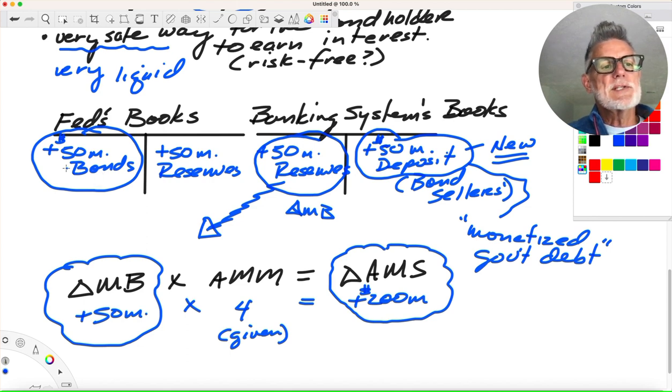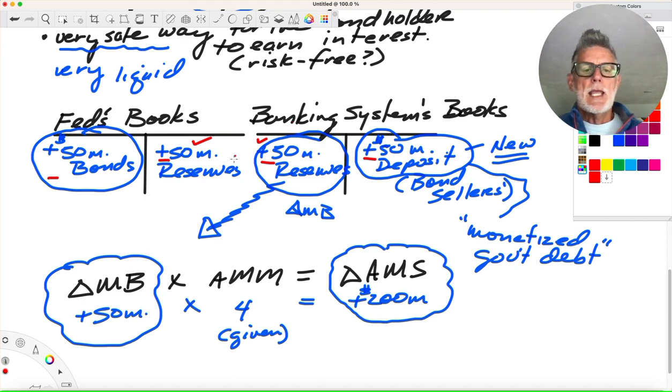And what would happen here? If the Fed sells bonds, then this would be a minus sign over here. So if the Fed were to sell bonds, you don't have to write this in your notes, but just look here. Then this would be a negative $50 million in bonds. Whoever bought those bonds from the Fed would see their deposits go down by $50 million. And that would decrease reserves in the banking system by $50 million. This, of course, would also drop by $50 million because this is basically a mirror. The $50 million showing up on the banking system's books as an asset is showing up on the Fed's books as a liability.